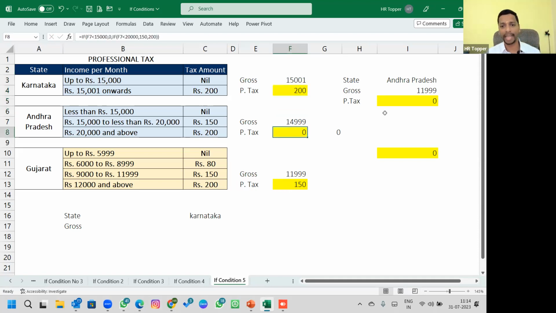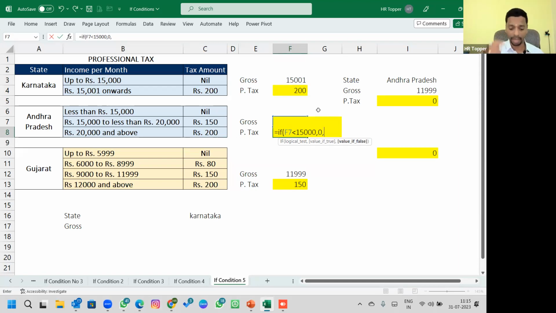Okay. Now let's go to the second condition. Here there are three conditions. If gross is written less than 15,000, that means 15,000 is not the right answer, only less than 15,000. So if it is less than 15,000, then give me 0. Now there are a total of three conditions, so now we are going to the second condition.